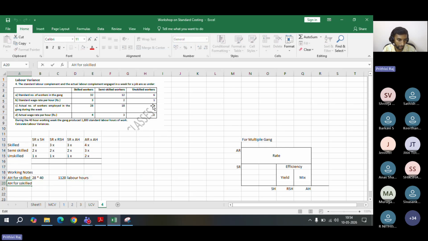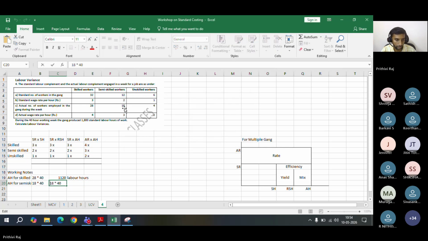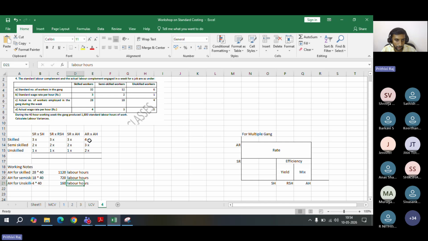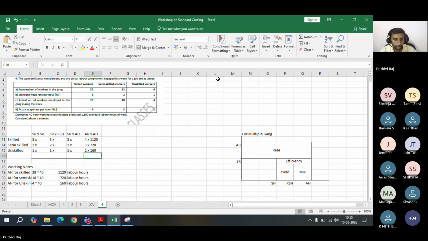Similarly, AH for semi-skilled. How many semi-skilled labors are there? 18. How many hours they have? 40. So 720 labor hours. AH for unskilled. How many unskilled labors they have? 4. How many hours they have for this week? 40. 4 into 40, 160 labor hours. Just put it here at actual hours: 1120, 720 and 160.